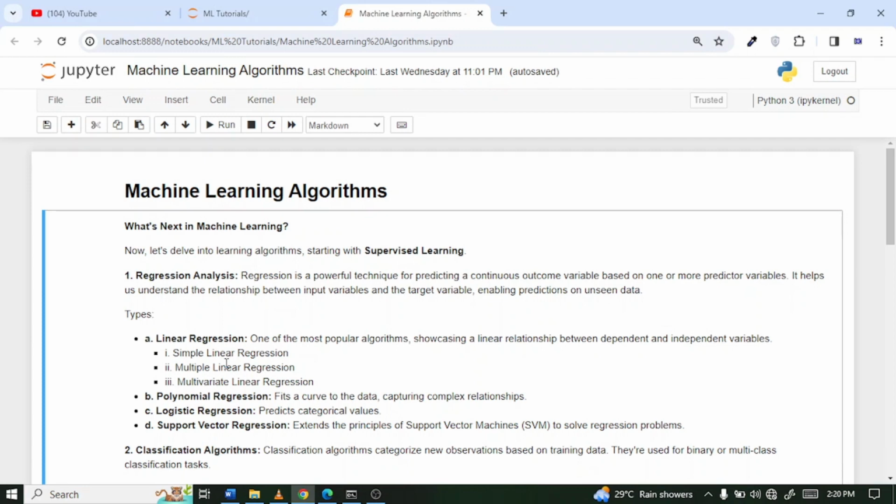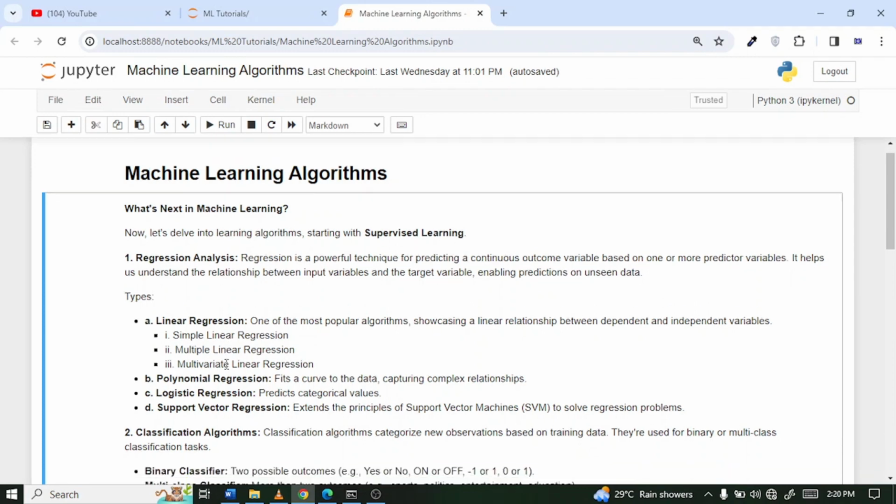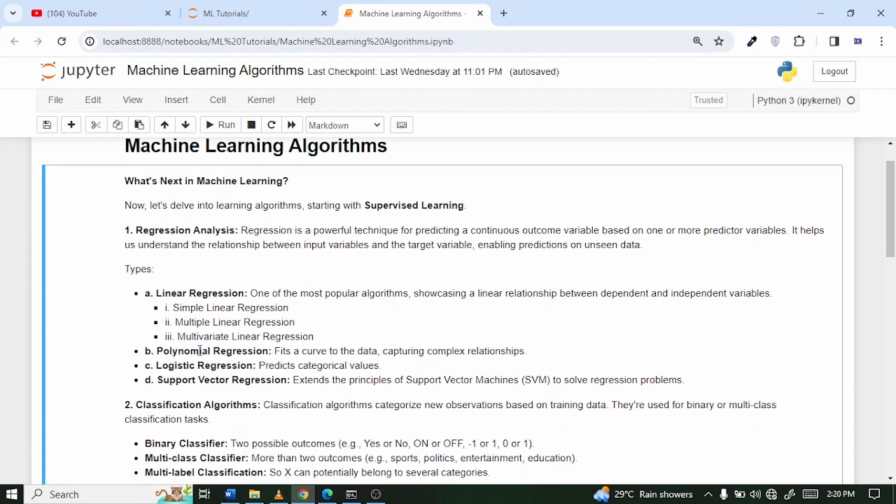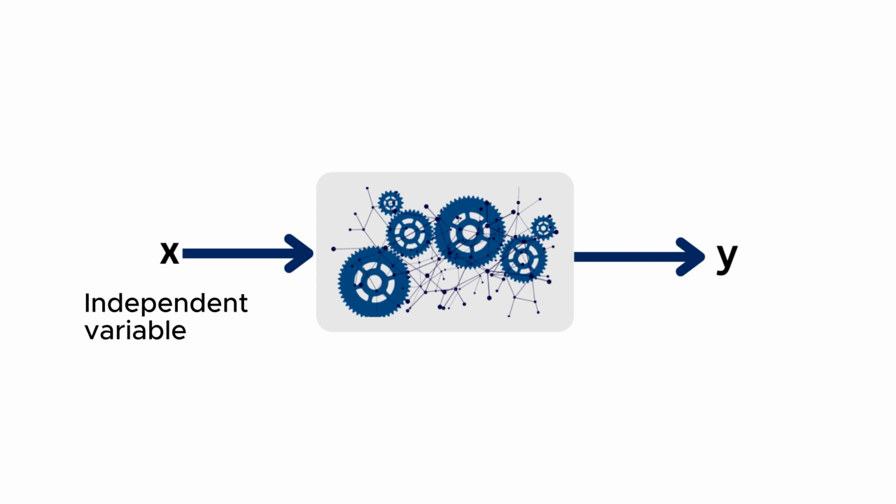Okay, and then we have some types. The first one we will talk about is linear regression. Okay, so with linear regression, simply the relationship between the dependent variable and the independent variable is a linear relationship. So when it's linear, then it's a linear regression. Okay, and we have some types or categories under it, and the first one is simple linear regression. So with simple linear regression, we have a single independent variable mapping to a single dependent variable.